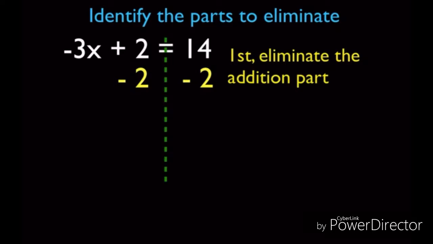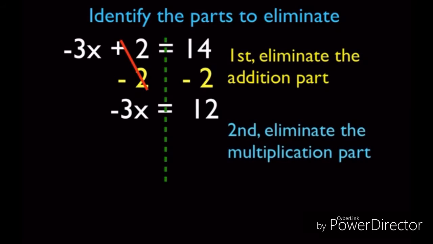So here, I've got my positive 2 and my negative 2, which are going to cancel each other out and make 0. That leaves me with negative 3x on the left side, and 14 minus 2 equals 12. Now we perform the opposite operation of multiplication, which is dividing by negative 3. On the left side, the negative 3 and negative 3 divide out to make a 1. And on the right side, 12 divided by negative 3 equals negative 4.